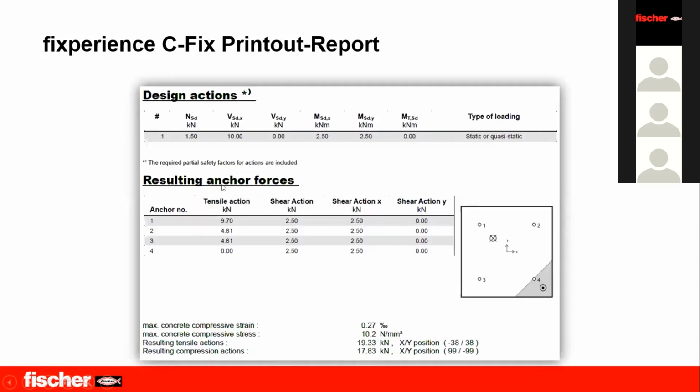From this design action, the software will convert it to the resultant anchor forces. Each anchor will take only one tension or shear. For example, here number one anchor takes a tensile force of around 9.7 and shear 2.5 kilonewton. The maximum one among these four anchors is 9.7. So the pull-out test conducted on the site should exceed this one, the 9.7 kilonewton. This comes from the report downloaded and extracted from the Fischer software experience.